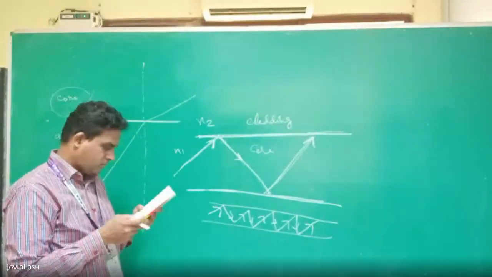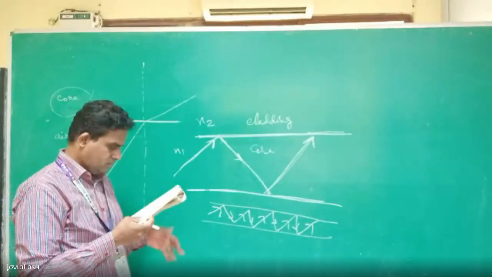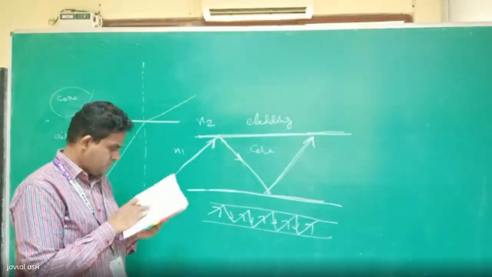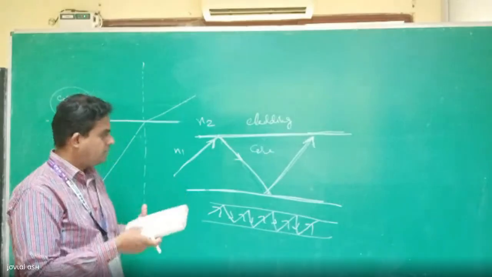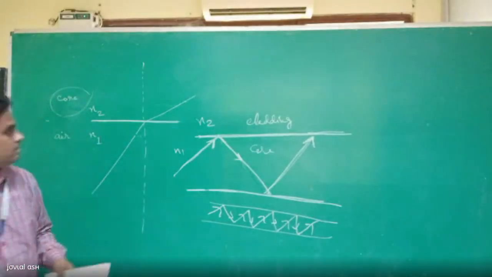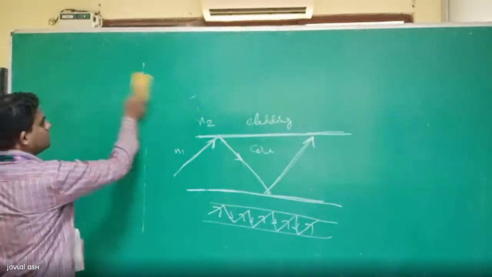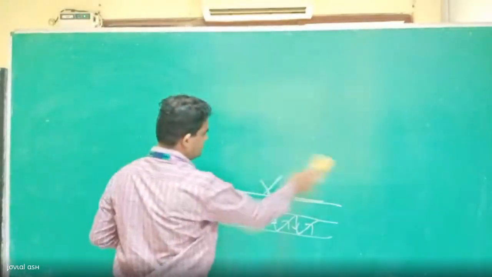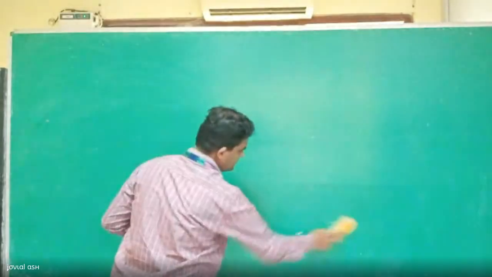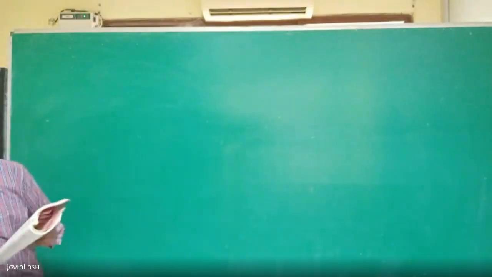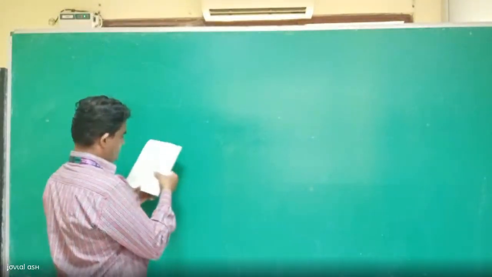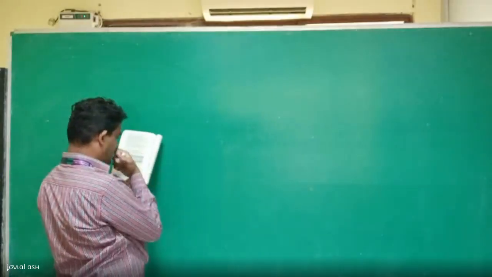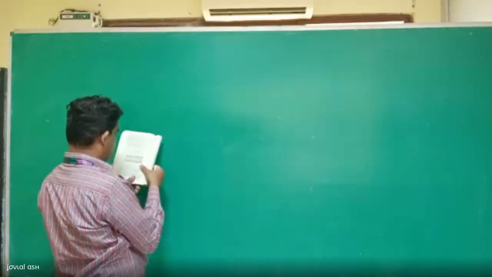Now we will come back to this. We will take another example. So we are clear with this, how light travels inside a medium. So, transmission of light within a fiber with respect to total internal reflection.